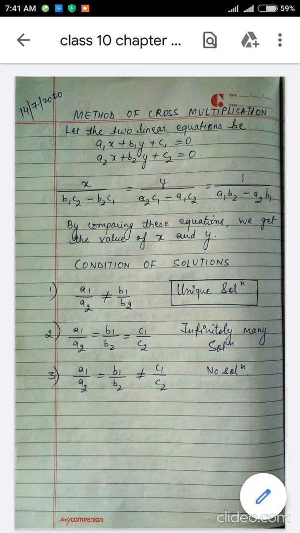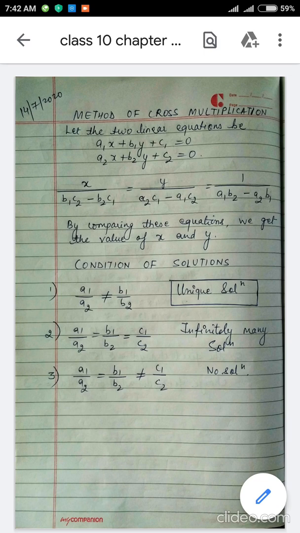Further, the condition of solutions. For the condition of solutions, we have to make the ratio of the coefficients. It means a1 upon a2, b1 upon b2 and c1 upon c2. If a1 upon a2 is not equal to b1 upon b2, the condition is of unique solution, meaning x and y contain only one solution. Unique means nothing is similar to that.